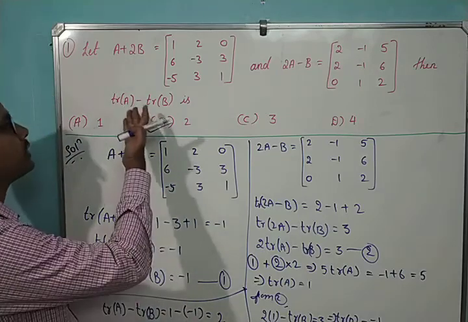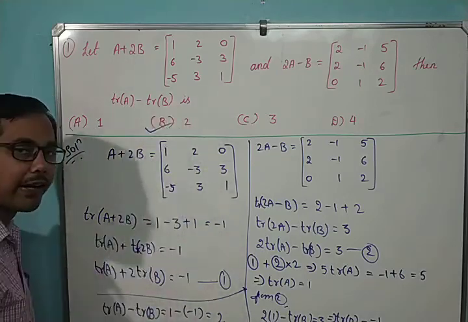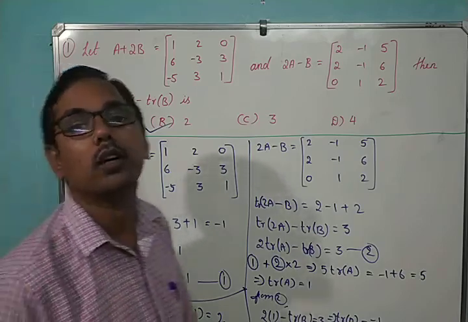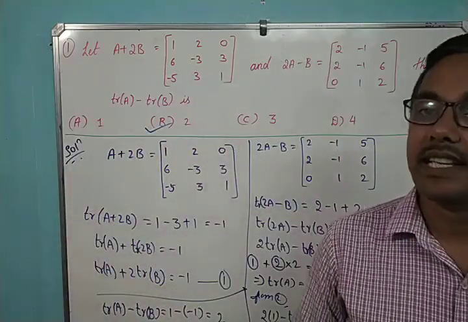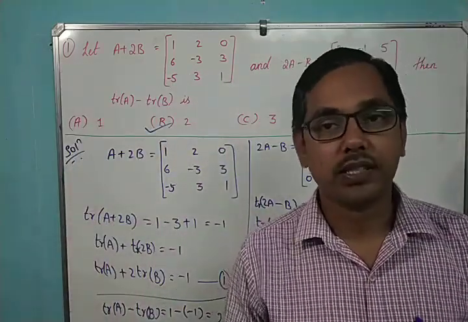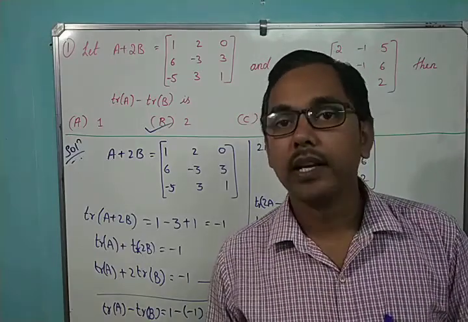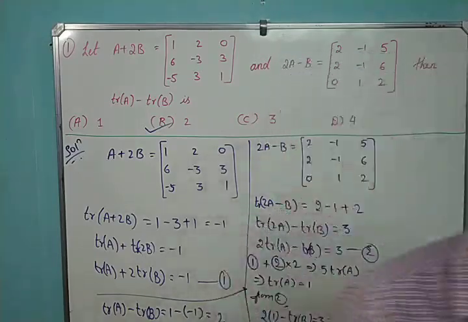Then I use this one, trace A minus trace B. Directly I can find out 1 minus of minus 1, that is plus 2. Okay, this is how you need to find the trace A minus trace B. I hope this is clear, right? So now have a moment, pause it and take a look at this.